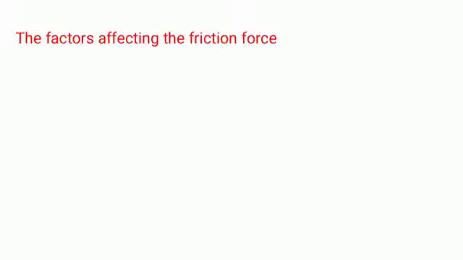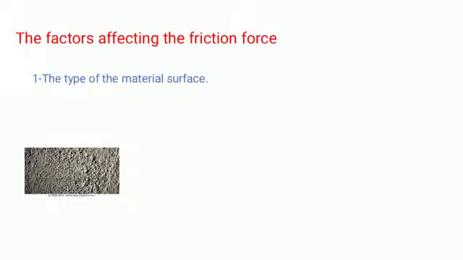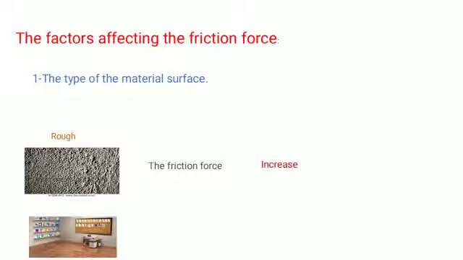For the friction force between solids, there are factors that affect the friction force. The first factor is the type of the material surface. When the material surface is rough, the friction force increases, and if the material surface is smooth, the friction force decreases.